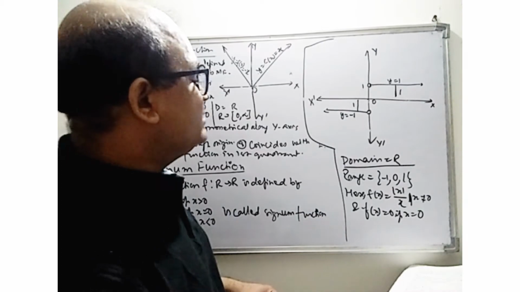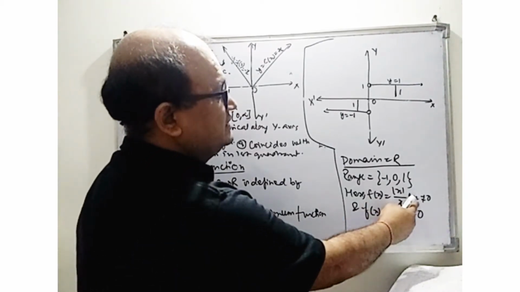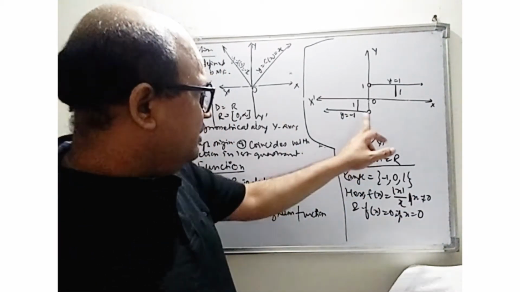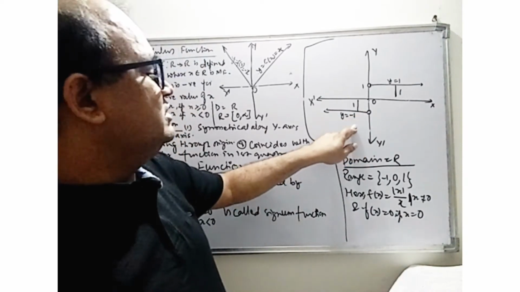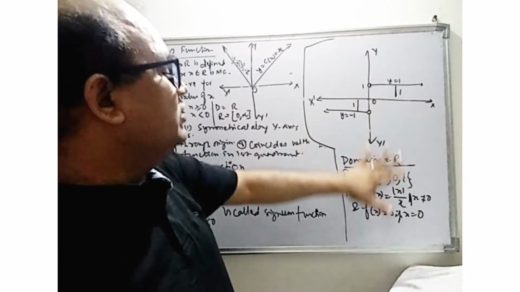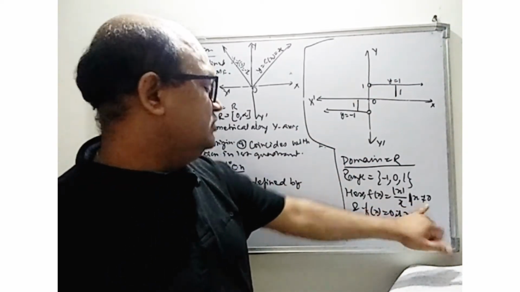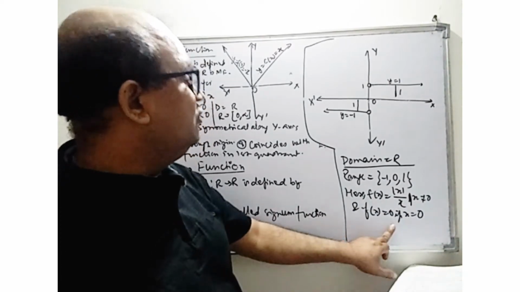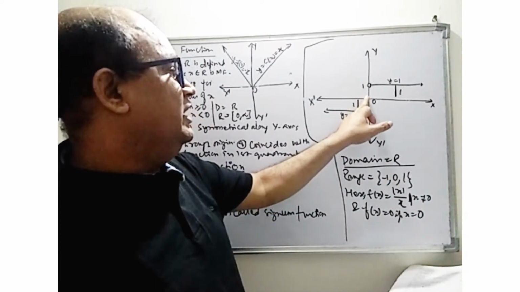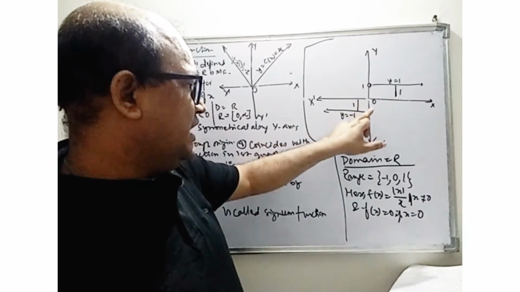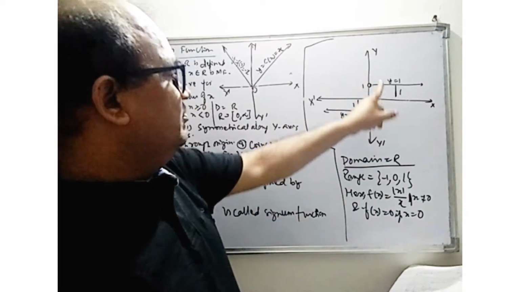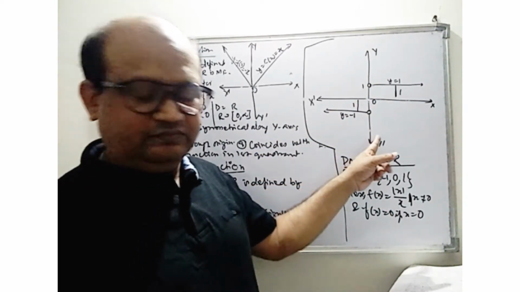Here f(x) equal to mod x by x if x is not equal to 0. That is, y is equal to mod x upon x if x is not equal to 0, and f(x) equal to 0 if x is 0. At this point f(x) is 0, and at the other points f(x) is mod x by x.